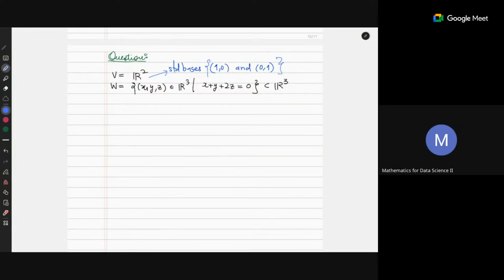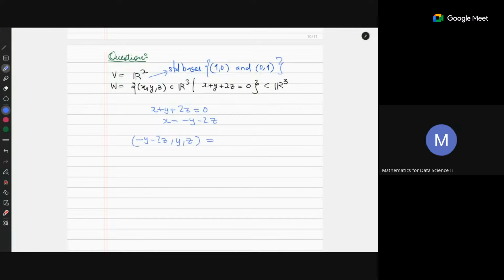So how do we find the basis of that? This is x plus y plus 2z equal to 0. I have explained this in one of the revision sessions, I remember. Can anyone tell me how we find the basis from this? Yes, x equals minus y minus 2z, and then we can substitute this in our coordinates.